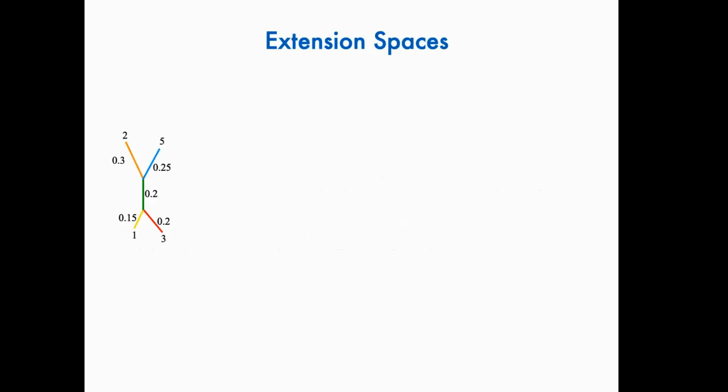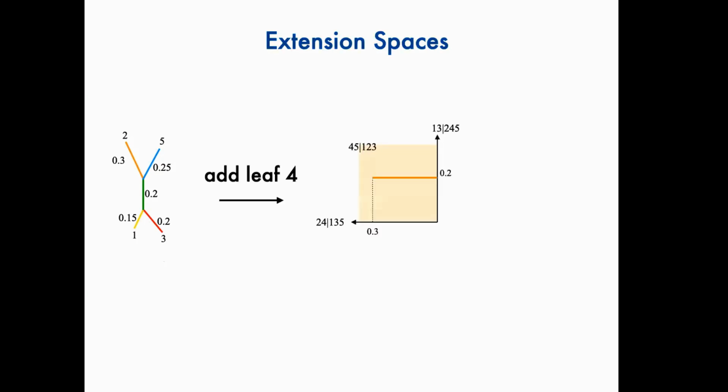Okay. So what I'm going to talk about is an extension space, or explain what that is. And that is this idea of, I have my tree here, it's missing leaf 4. What are the possible metric trees I can get when I add this in? And those will form the extension space. So what I'm going to do is I can think of adding leaf 4 to this orange edge here.